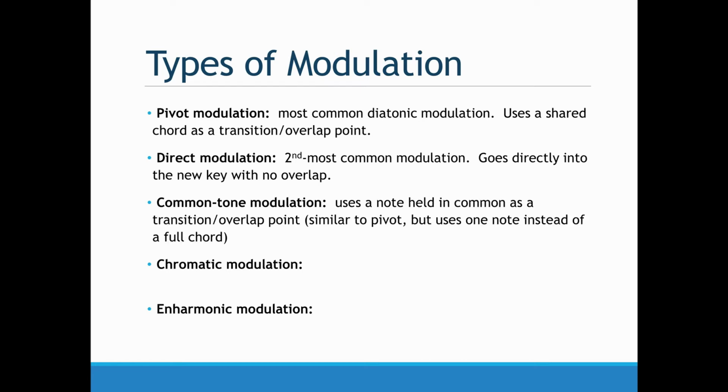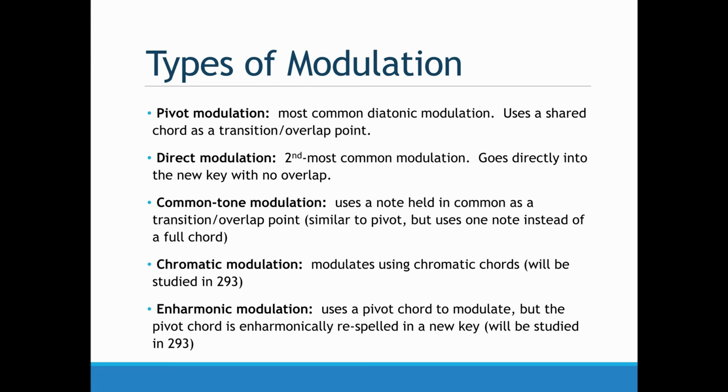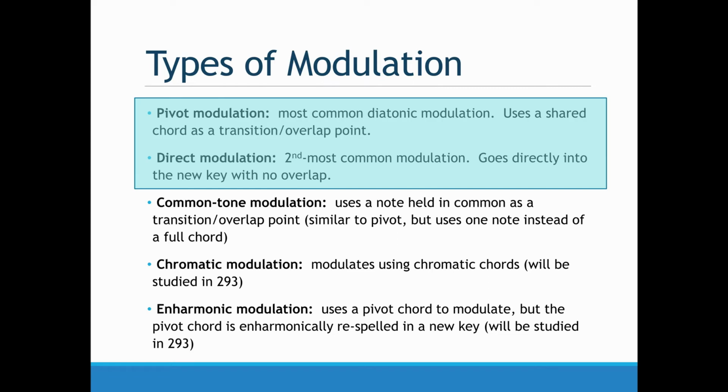Common tone modulation uses a note rather than a chord held in common as a transition or overlap point. So it's similar to pivot, but it's using fewer notes. Chromatic modulation is an extension essentially of the pivot concept, but it uses chromatic chords instead of diatonic chords. And enharmonic, probably the most complicated of the 5 modulation types, uses a pivot chord to modulate, but this pivot chord is enharmonically respelled in a new key. Don't worry if you don't understand what that means right now. We're not going to have to worry about that until January. In this course, pivot modulation and direct modulation are the two types that you'll need to worry about.